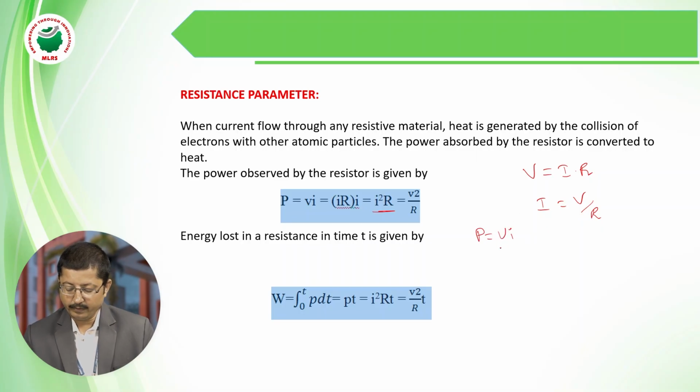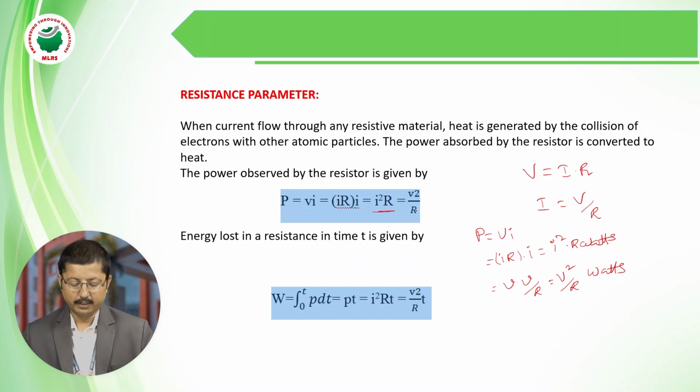So P is equal to V into I. If you substitute V here, V is nothing but I into R, into I, that is nothing but I square into R watts. Similarly, if you substitute this I value in this expression, V into I is nothing but V into V divided by R, so that is V square divided by R watts. So this is the power absorbed by the resistor.